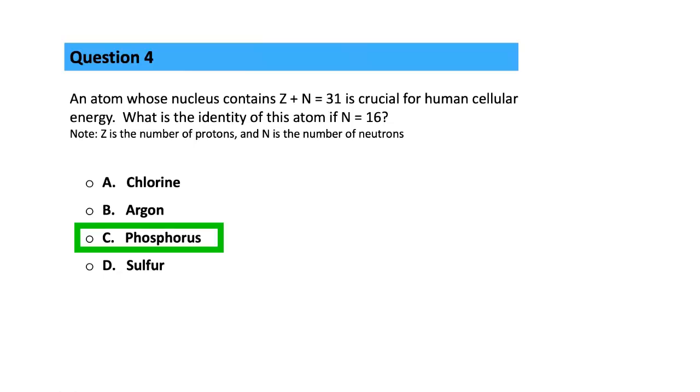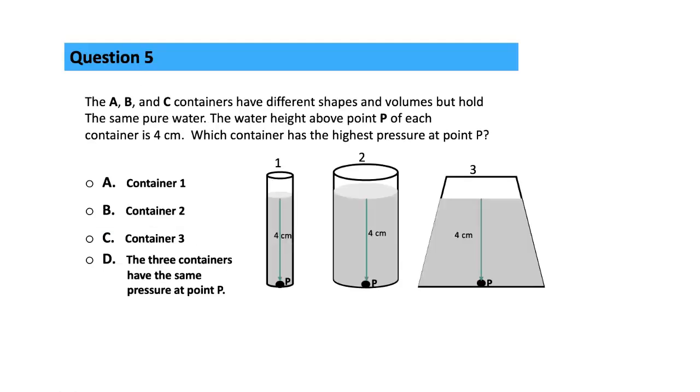Let's move on to the next question. Question 5. The A, B, and C containers have different shapes and volumes, but hold the same pure water. The water height above point P of each container is 4 centimeters. Which container has the highest pressure at point P? Point P is right here at the base of all 3 containers. And the question asks which container has the highest pressure at this point.